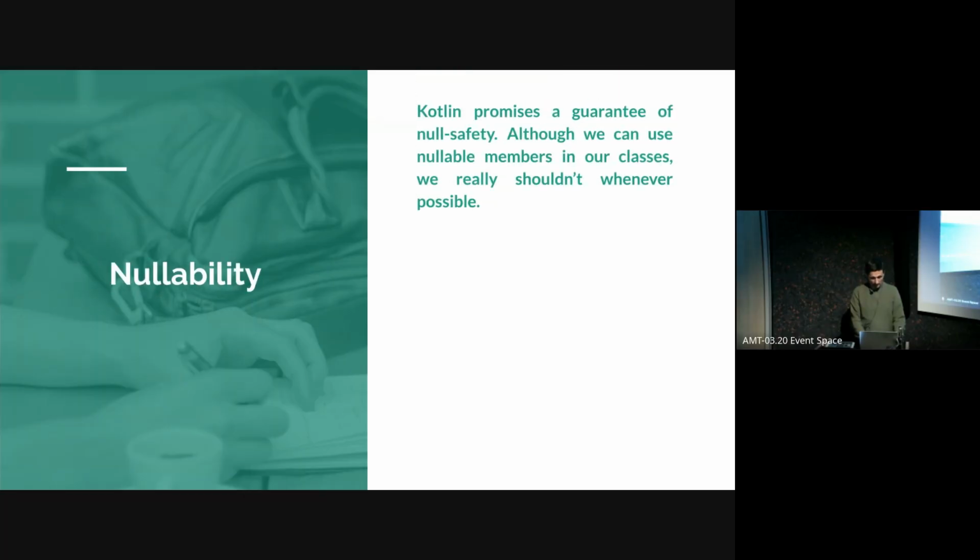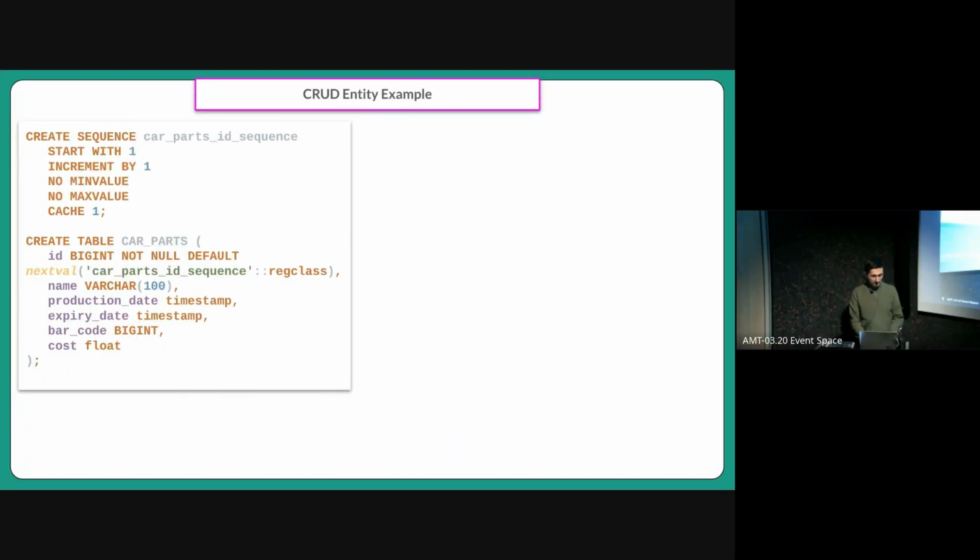So the first thing is that Kotlin promises a guarantee of null safety, and although we can use nullable members in our classes, we really shouldn't whenever possible. We should stick to using immutable data whenever possible. That sometimes is not compatible with our requirements at work. But what we have found is a peculiar thing about Kotlin, and I will explain it now with this example.